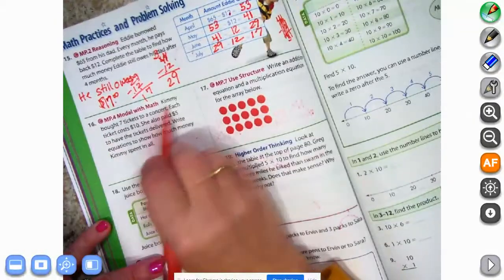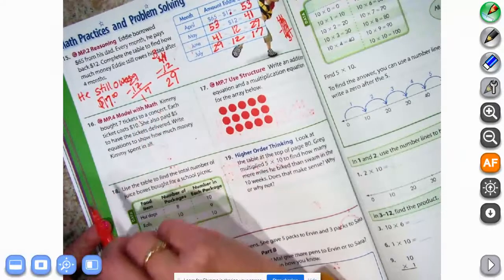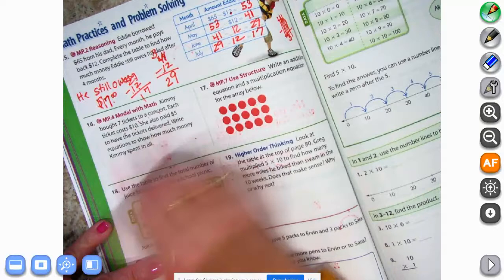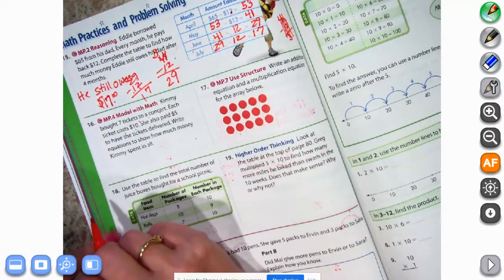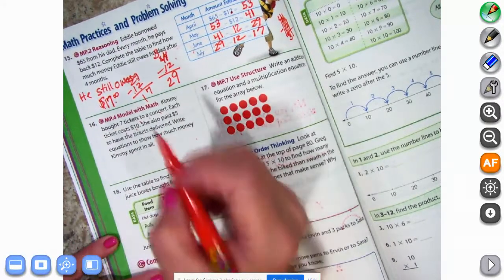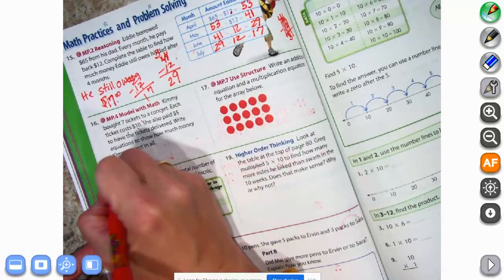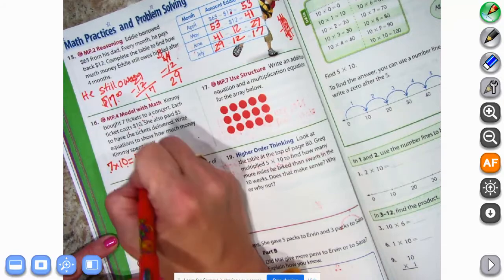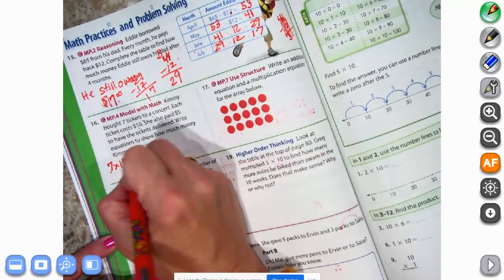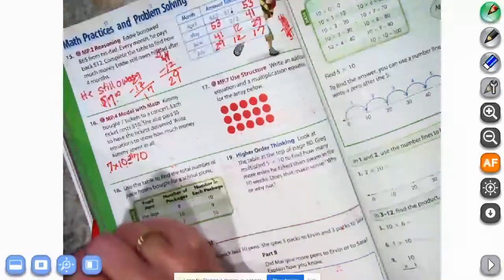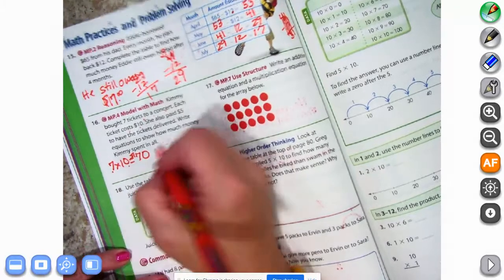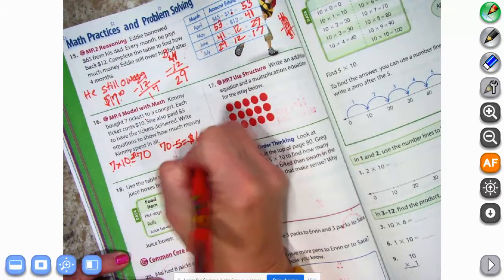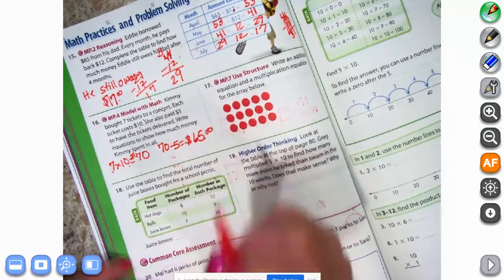Number 16. Kimmy bought 7 tickets to a concert. Each ticket costs $10. She also paid $5 to have the tickets delivered. Write equations to show how much money Kimmy spent in all. So 7 tickets, each cost $10. So 7 times 1 is 7. 7 times 0 is 0. So that's $70. She has also paid $5 to have the tickets delivered. So 70 plus 5 equals $75.